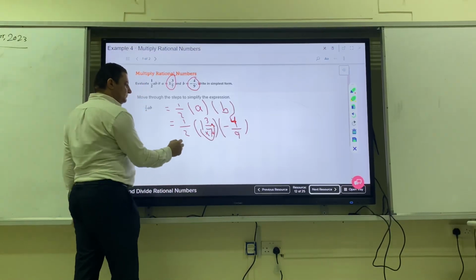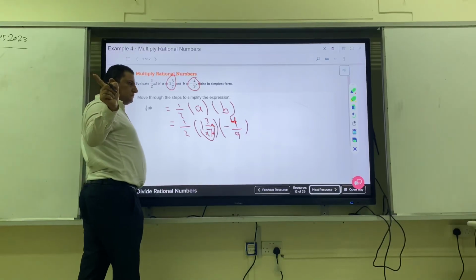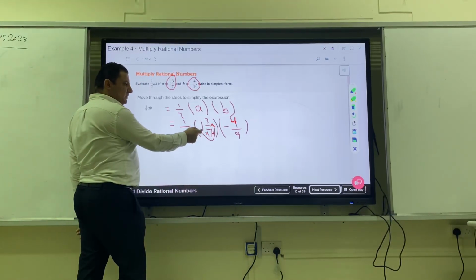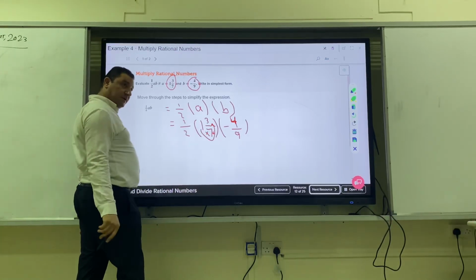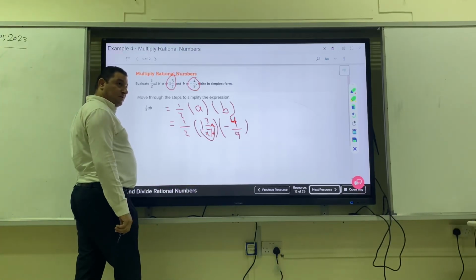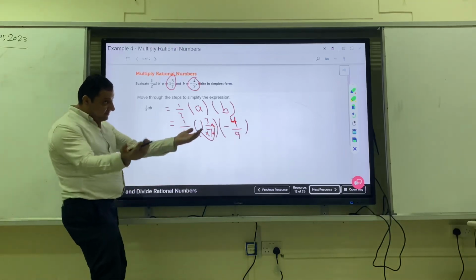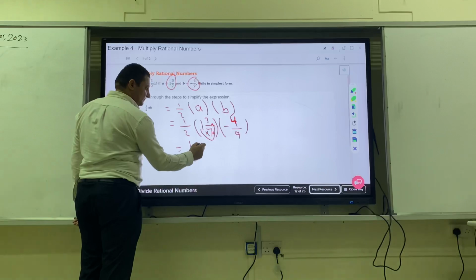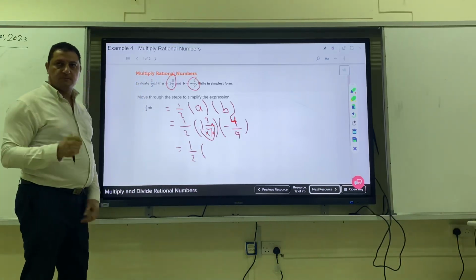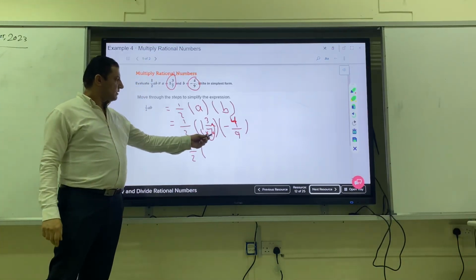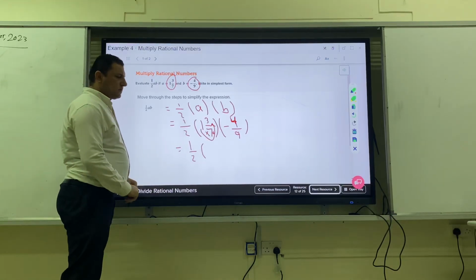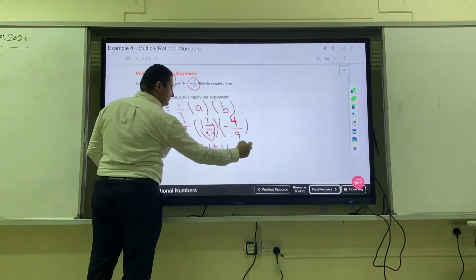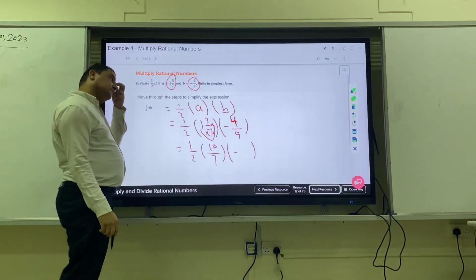1 times 3 or 1 times 7? What do you think? Between 1 and 7 or between 1 and 3? 1 and 7. That's right, 1 times 7. So 1/2. 1 multiplied by 7 is 7, plus 3 is 10. So it will be 10 over 7. And then multiplied by negative 4 over 9.